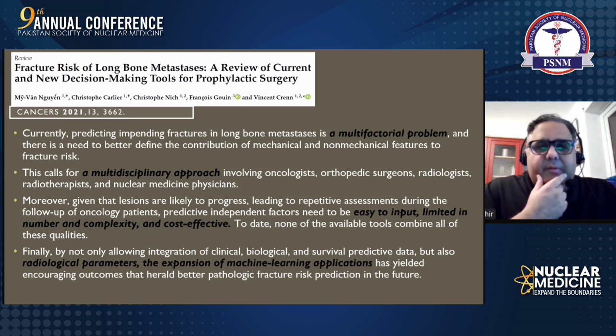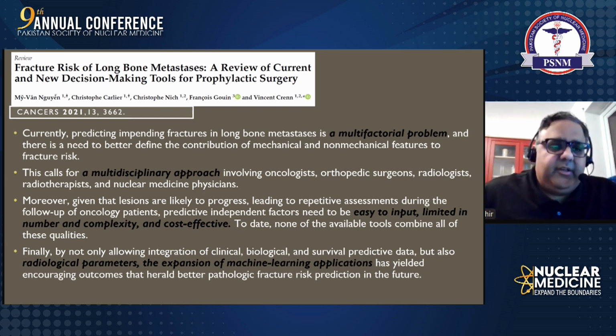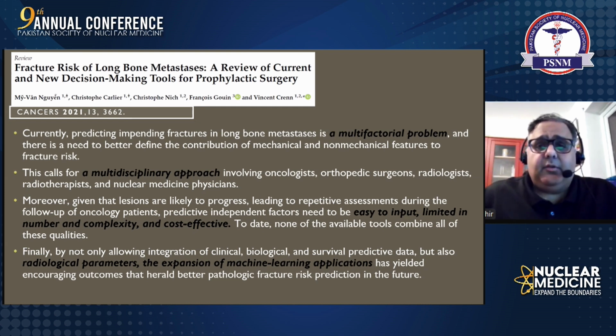Now, in this paper, a nice review article, Fracture Risk of Long Bone Metastasis: a review of the current and the new decision-making tools for prophylactic surgery, Humayun and the team have looked at the fact that there's a multifactorial problem, as we saw from the initial slides. A multidisciplinary approach is required. We have to come up with a system easy to input, limited in number and complexity, and cost-effective to score the risk of fracture in a bone metastasis. There are radiological or imaging features, and of course, machine learning is or can become a crucial part of it.